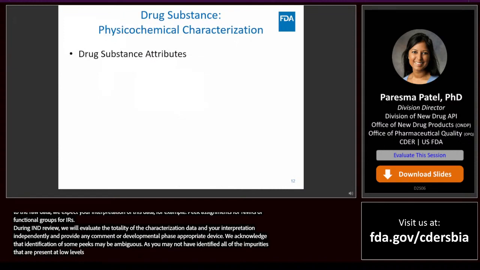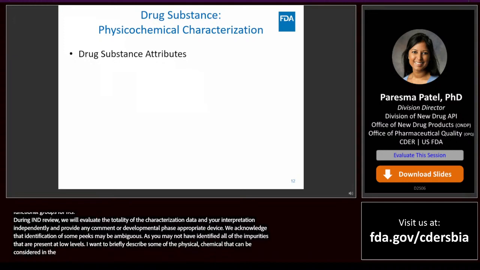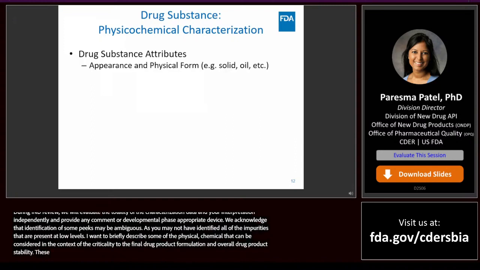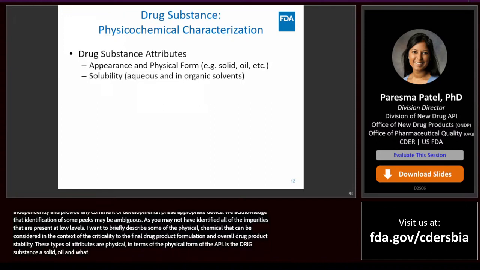I want to briefly describe some of the physicochemical characterization that should be considered in the context of its criticality to the final drug product formulation and overall drug product stability. These types of attributes include physical attributes such as appearance and physical form of the API. Is the drug substance a solid or an oil, and what color is it? We want information on the solubility in aqueous solutions as well as organic solvents that may be used as part of the manufacturing process.